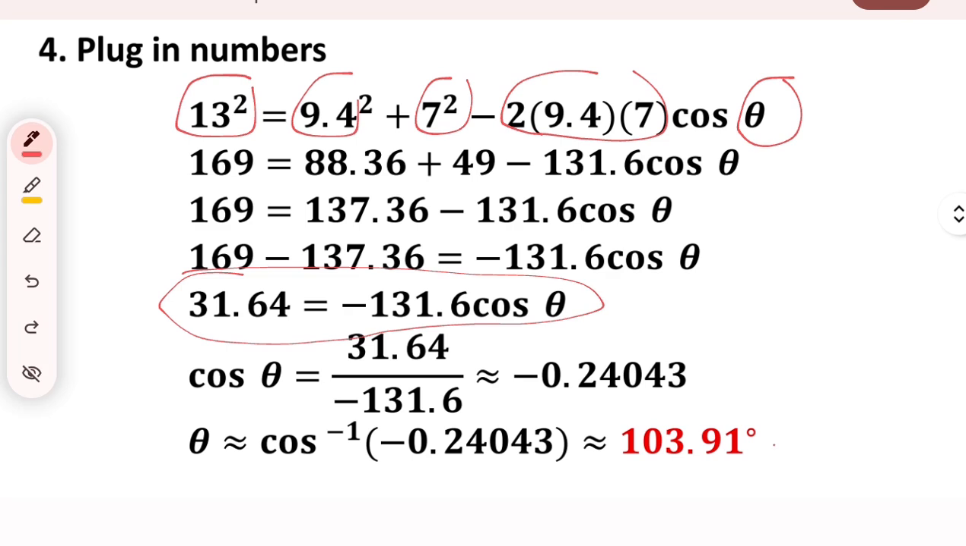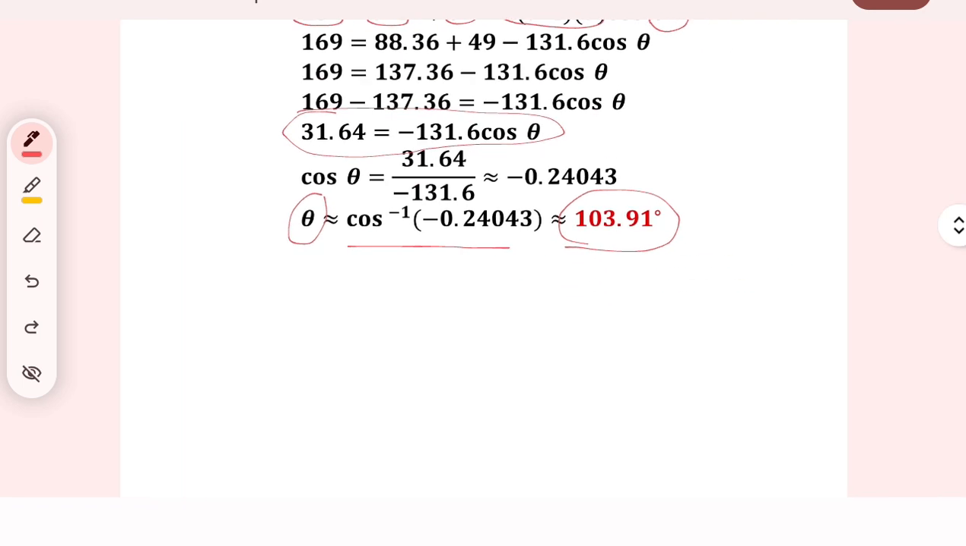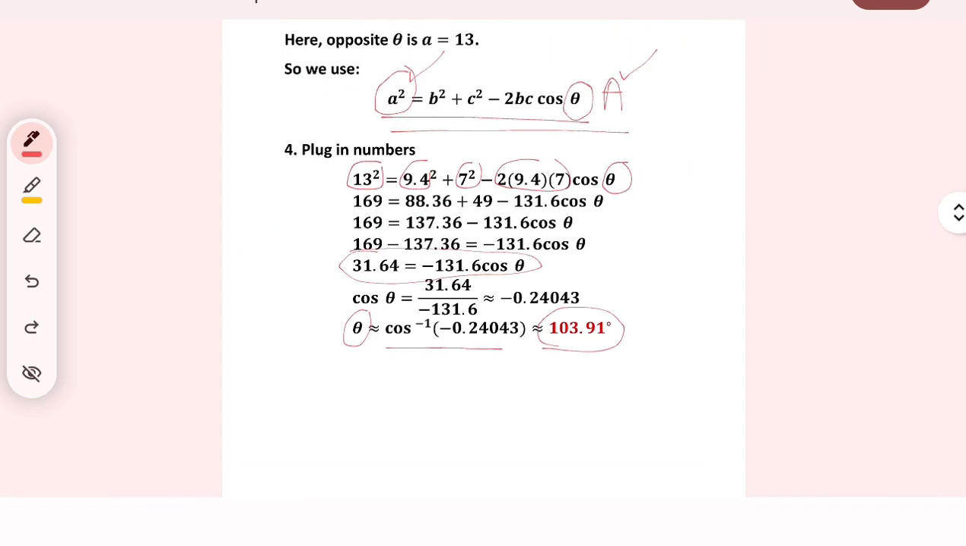And how would you solve theta? You need to take the inverse of cosine, all right? To solve for theta, you need to take the inverse of cosine, and the final answer for the angle is 103.91. All right, that is how you will use the law of cosine.